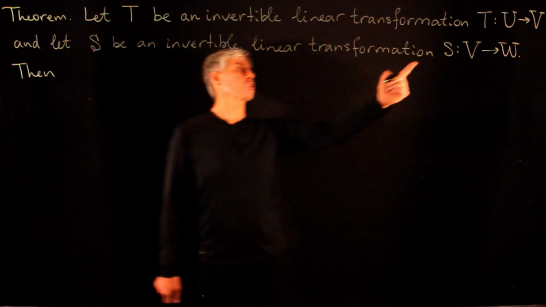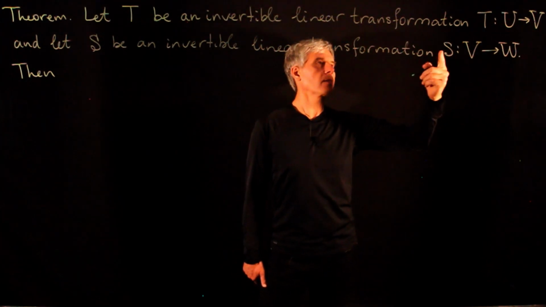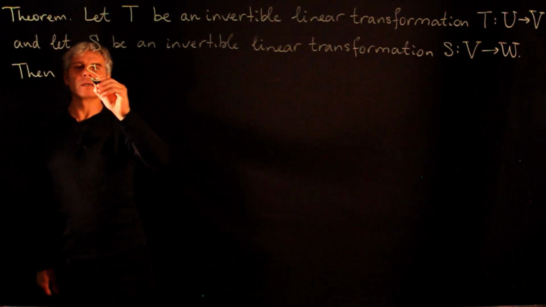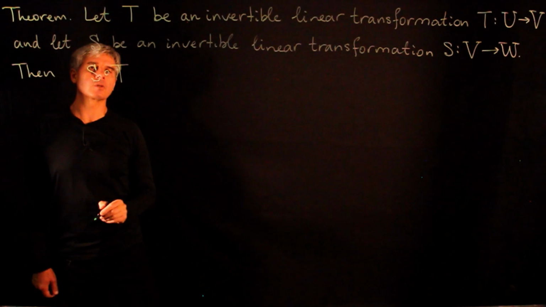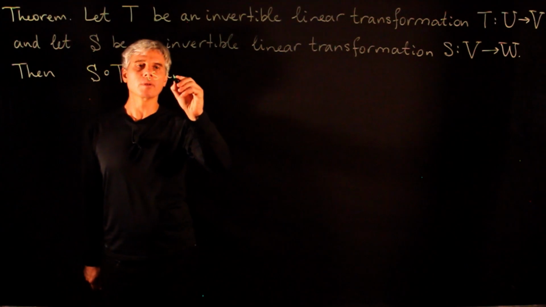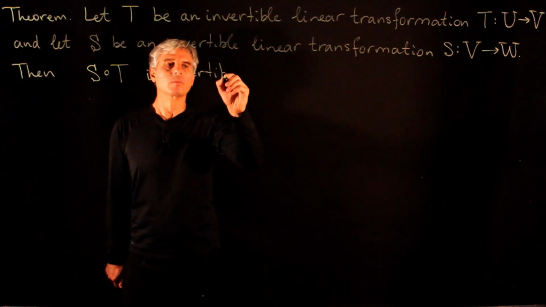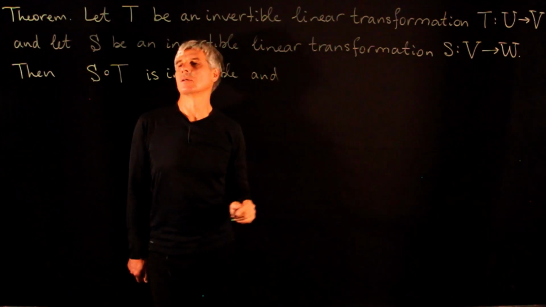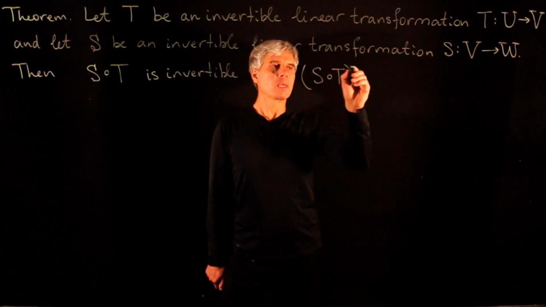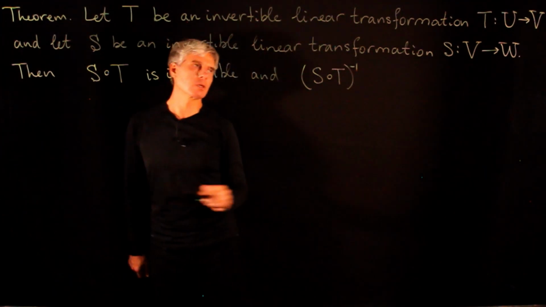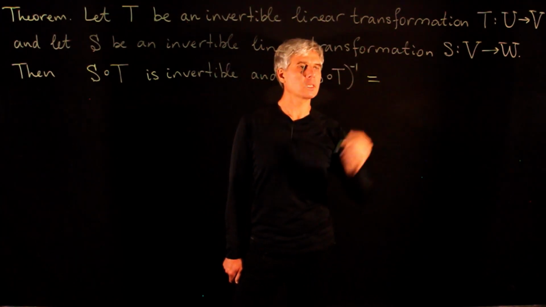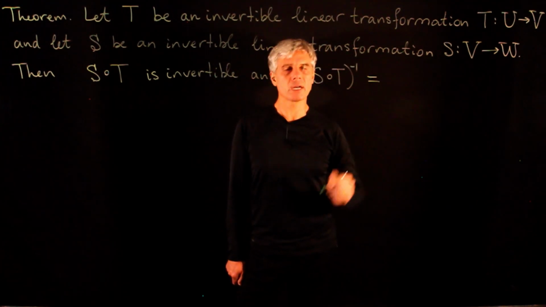so we can take a composition of these two. So first we can apply T, and then we apply the S. So here we get the composition of S with T, and we claim that this is invertible. And so we want to express the inverse of the composition in terms of the inverses of S and T. Now, let us try to guess what is the formula in the right-hand side.